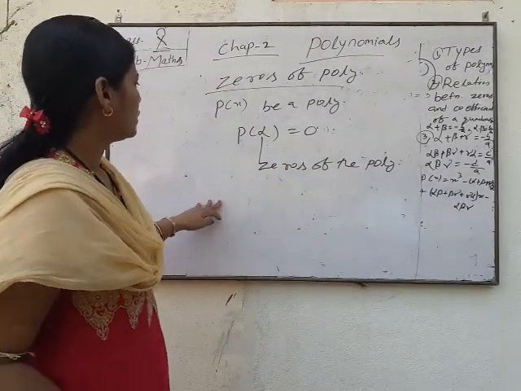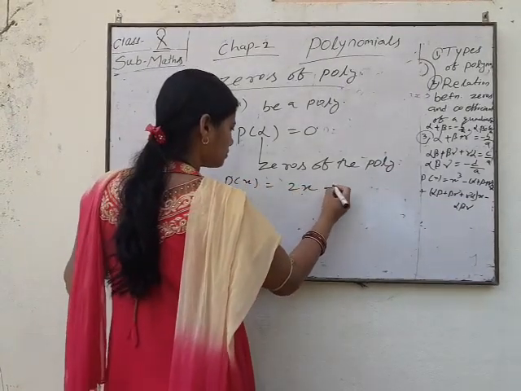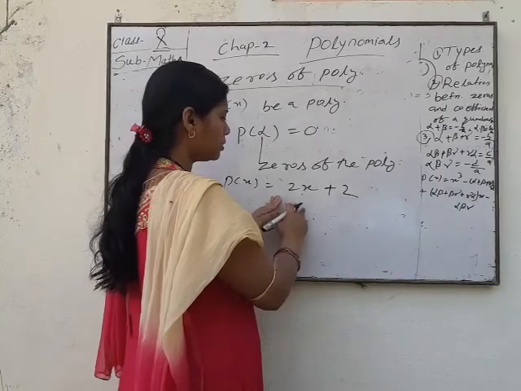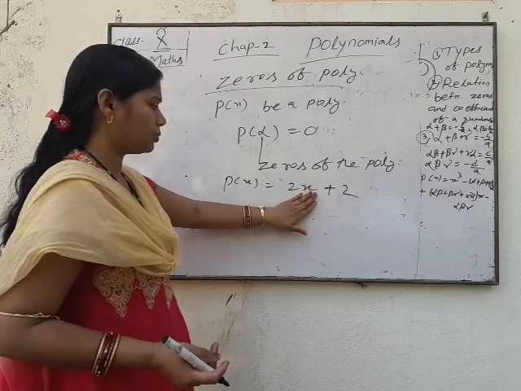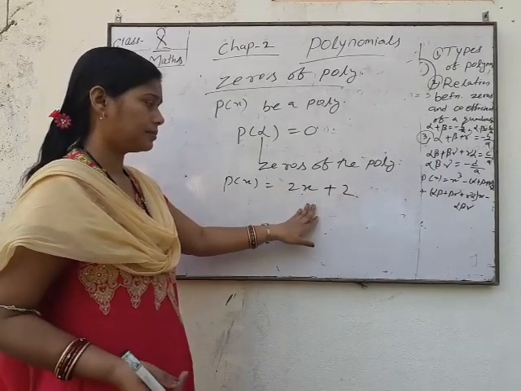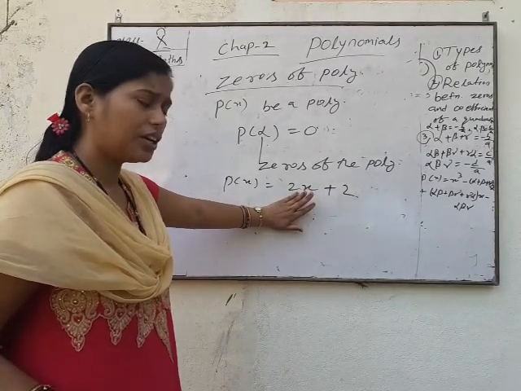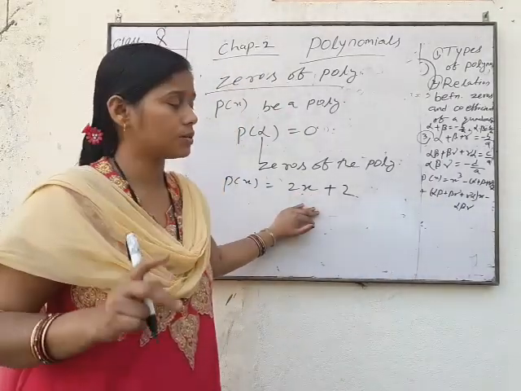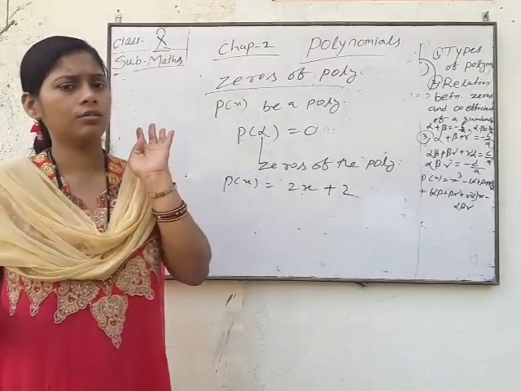Okay, suppose that your polynomial is 2x plus 2. This is your polynomial. P of x is equal to 2x plus 2. Now, what is the zero of this polynomial? Look here. This is which type of polynomial? Linear. This is a linear polynomial. So, according to degree, a linear polynomial has 1 zero. A quadratic polynomial has 2 zeros because here the degree is 2. Cubic, 3 zeros. And biquadratic, there are 4 zeros.